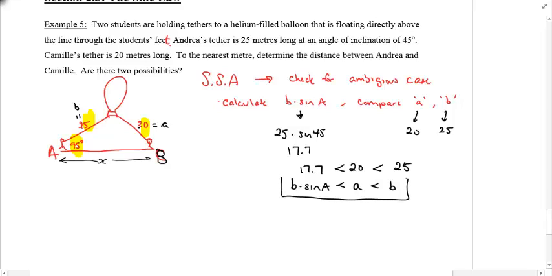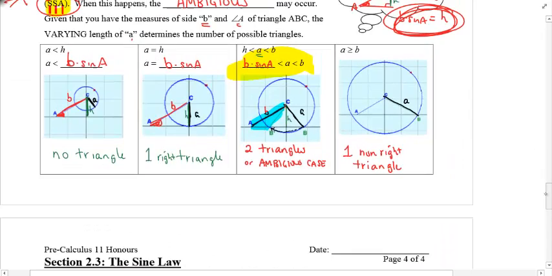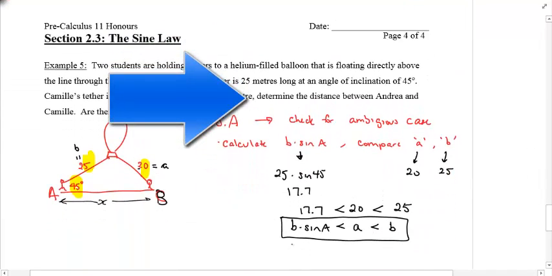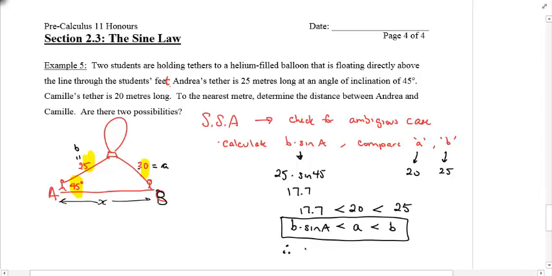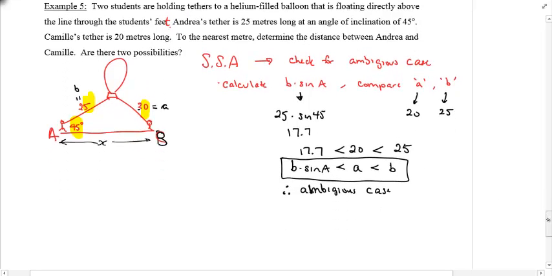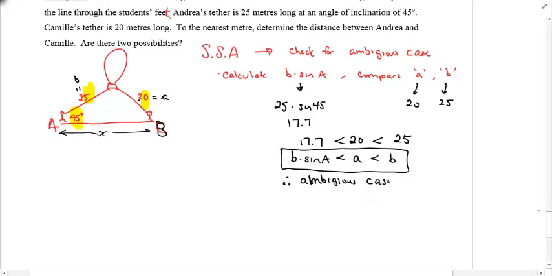And this scenario is what on the previous page? It looks like it's right here. Yes, this is therefore the scenario that means this is the ambiguous case. And therefore, you need to solve for two triangles. Or there are two possibilities. So, here's my first one.